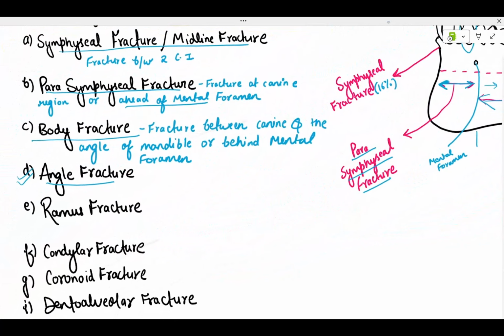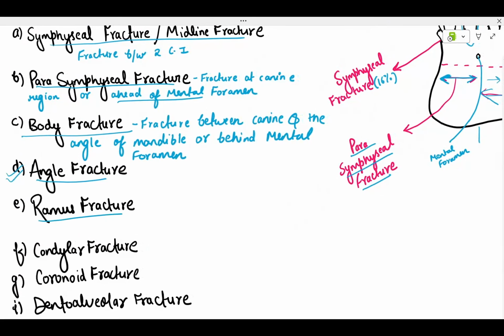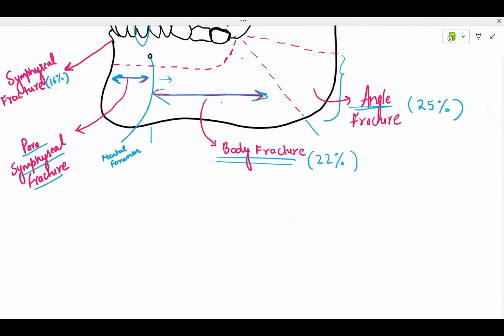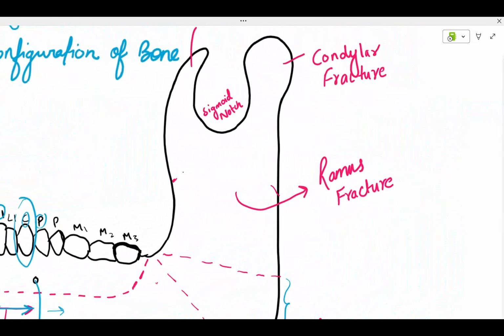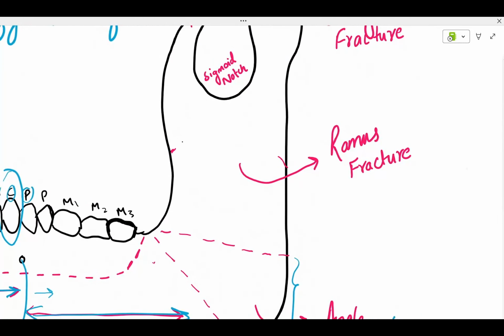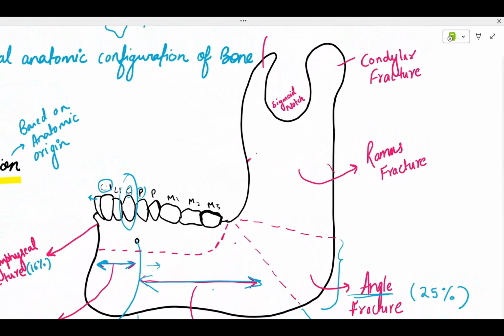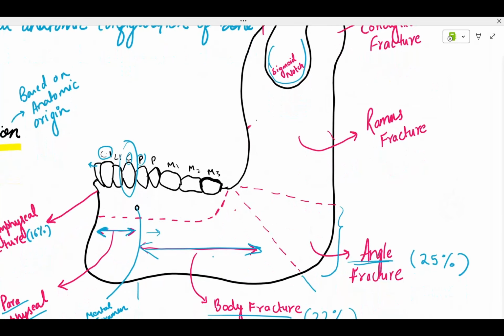Now coming to the fifth category, that is your ramus fracture. Let me show you here. For the ramus fracture, you need to know about this particular U-shaped area, which is known as the sigmoid notch. Starting from the sigmoid notch, if we draw a triangle, one side ends on the anterior border of the ramus and the other dotted side ends on the posterior border of the ramus, and this particular part is the angle.